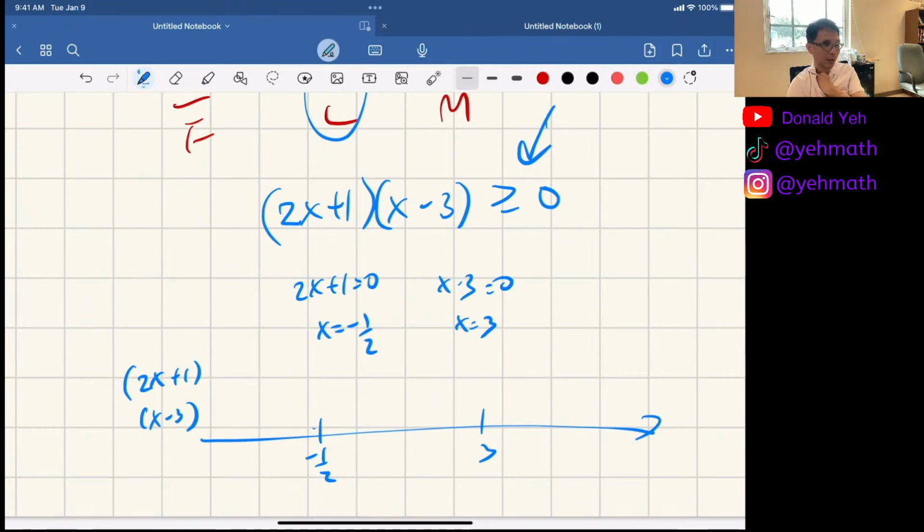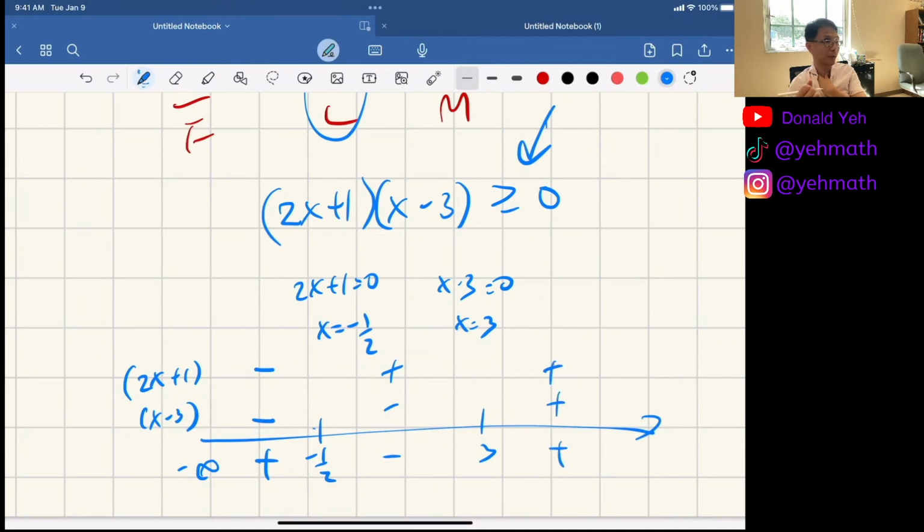You have to test something that says between -infinity and -1/2. You're going to test, say, -1, because -1 is less than -1/2. So -1 gives you a negative sign. -1 minus 3 gives you a negative sign. That ends up positive. If you test between -1/2 and 3, what's a good number to test? 0. So that's going to be positive times negative, and that's negative. And if you test something greater than 3, let's say 4, that's going to be positive, positive, positive.